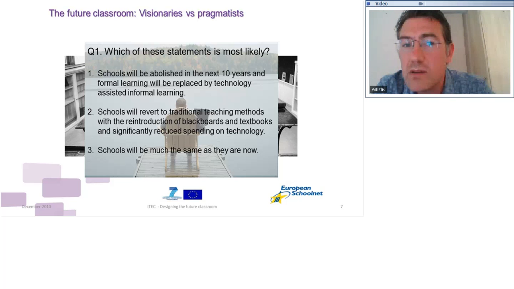The first one, schools will be abolished in the next 10 years and formal learning will be replaced by technology-assisted informal learning. So no more schools. The second one, schools will revert to traditional teaching methods. So much more chalk and talk, so say blackboards, textbooks, things will go back to basics, back to traditional methods. Or perhaps schools will be very much the same as they are right now.